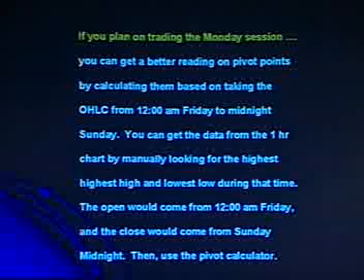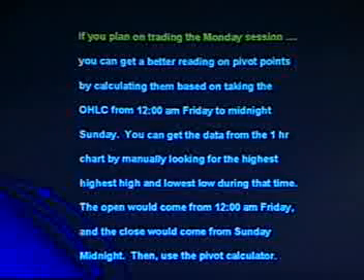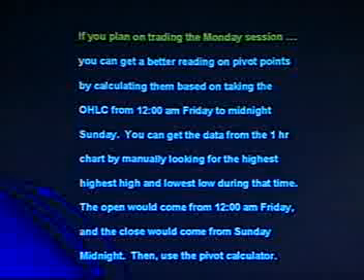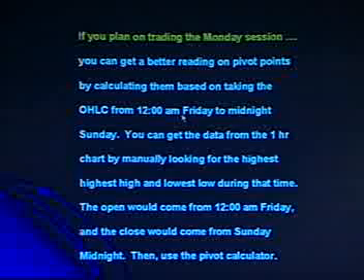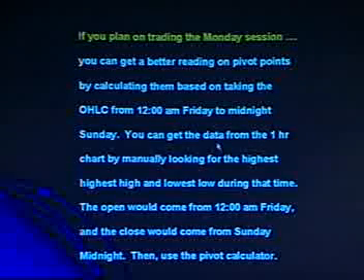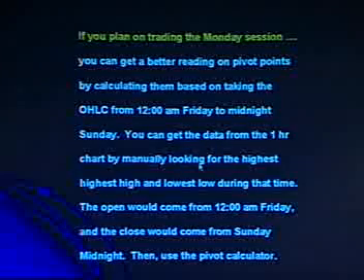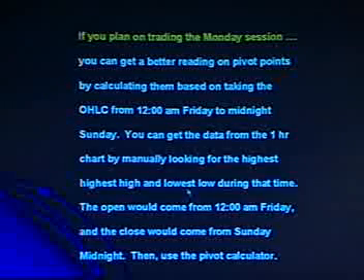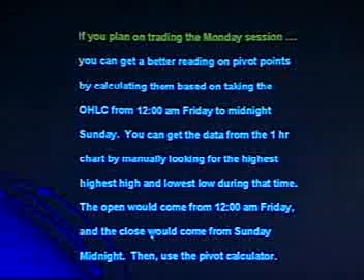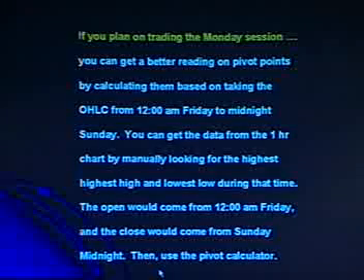But what Hudson suggested is, oh, let's just read it. You can get a better reading on pivot points for Monday by calculating them based on taking the open, high, low, close from 12 a.m. Friday to midnight Sunday. You get the data from the 1 hour chart by manually looking for the highest high and lowest low during that time. The open would come from 12 a.m. Friday and the close would come from Sunday midnight, and then use the pivot calculator. Actually, there's an error on that chart that I have to correct. There's two words, highest high.